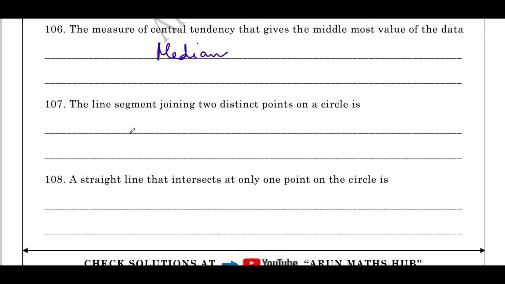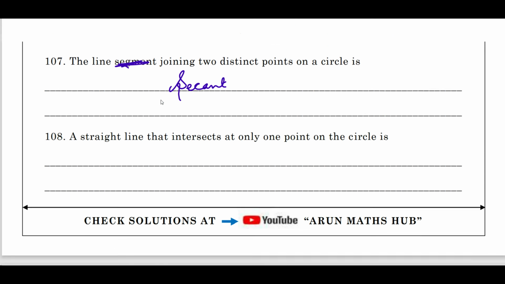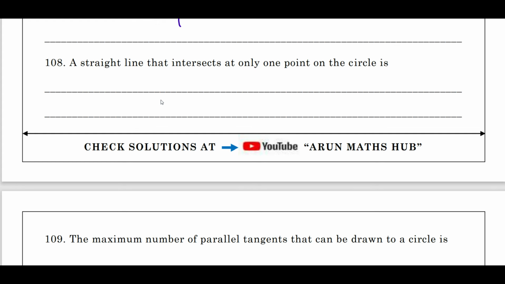The line segment joining two distinct points on a circle will be secant. Secant is a line joining the two distinct points on a circle. A line joining the two distinct points on the circle is what? Secant. A straight line that intersects at only one point is what? Tangent. Secant is a line which intersects the circle at two distinct points, whereas tangent is a line which intersects the circle at only one point.